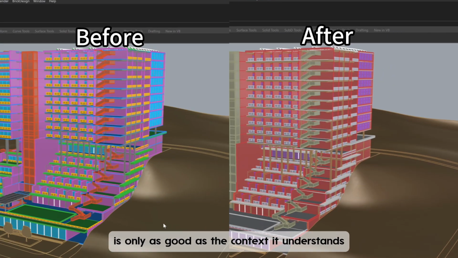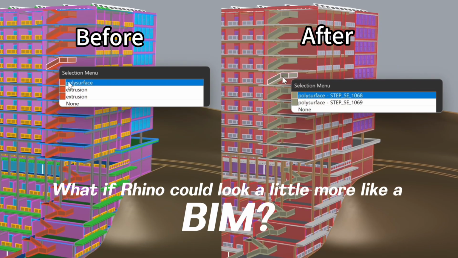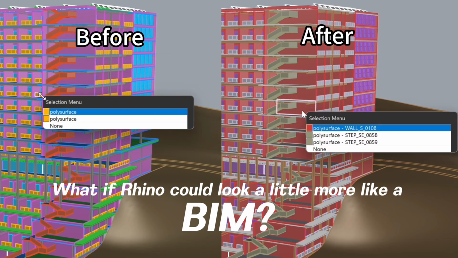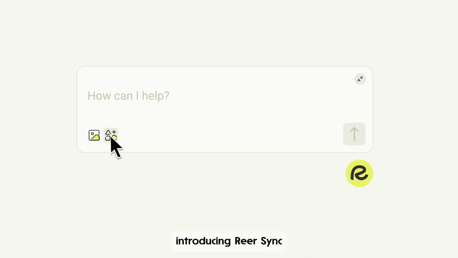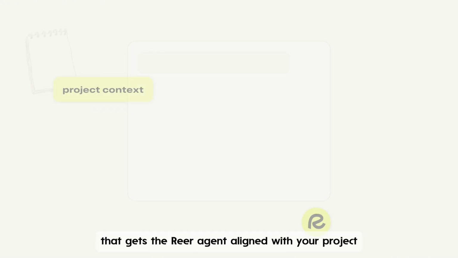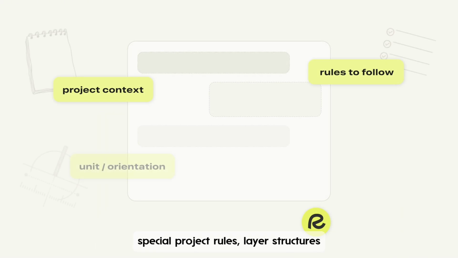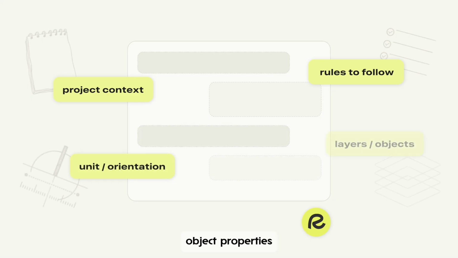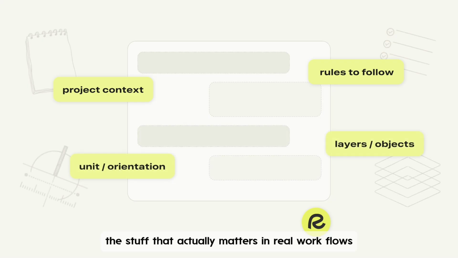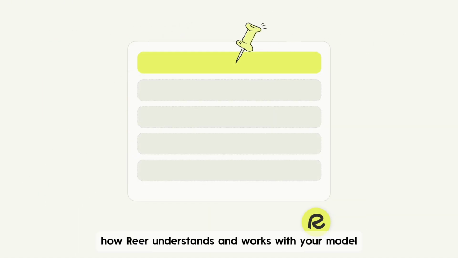We all know that AI is only as good as the context it understands. So we started asking, what if Rhino could work a little more like a BIM? Introducing Reer Sync, an interactive process that gets the Reer agent aligned with your project from the very beginning. Units, site orientation, special project rules, layer structures, object properties, the stuff that actually matters in real workflows. And as the project evolves, that context stays synced, continuously shaping how Reer understands and works with your model.